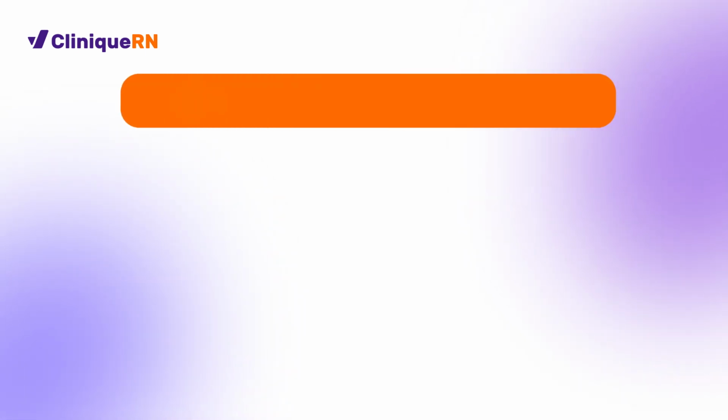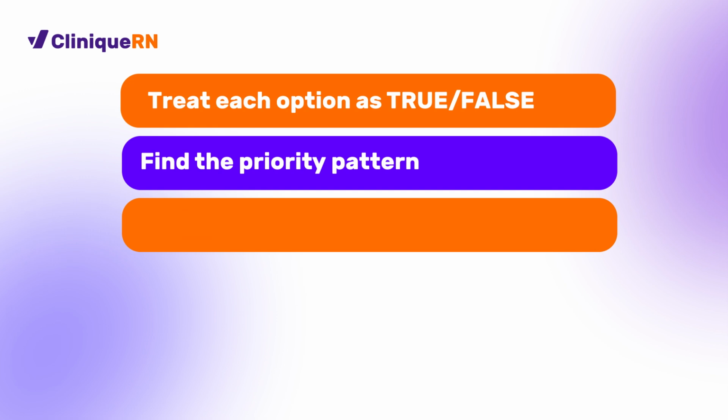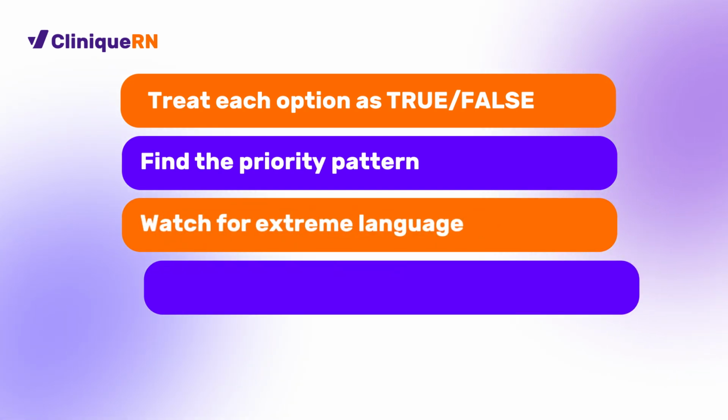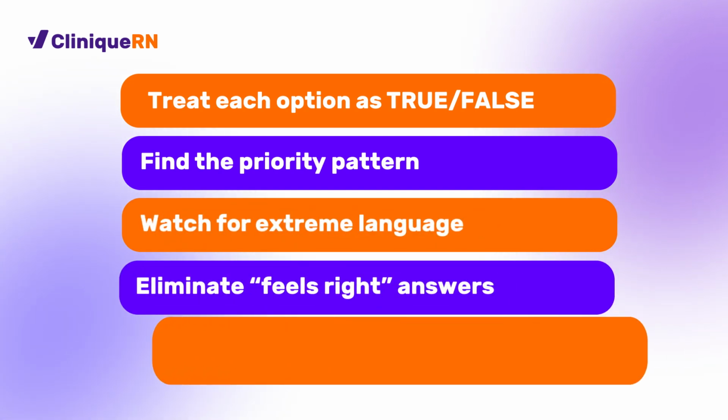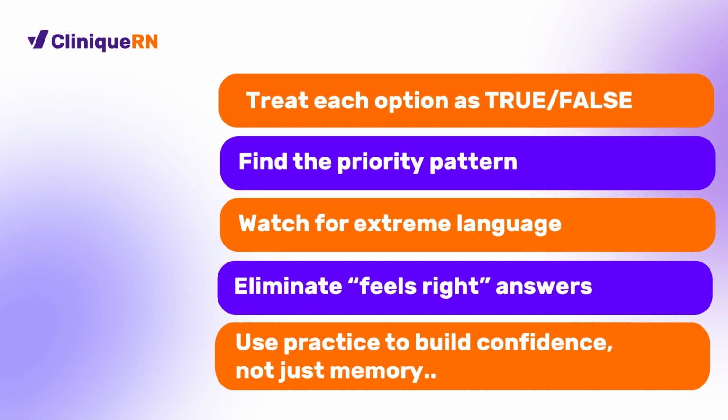Now, strategy recap. Treat every option as true or false. Spot the priority pattern. Watch for extreme language. Cut out feels right guesses. Use practice to sharpen reasoning, not just memory. Accuracy over quantity. That's the real key. Use your logic, trust your knowledge, and keep practicing with purpose.